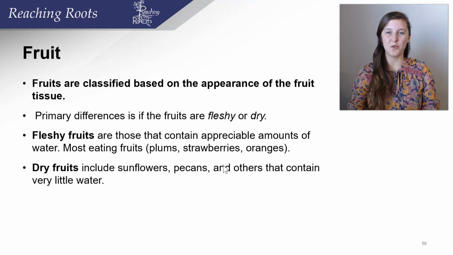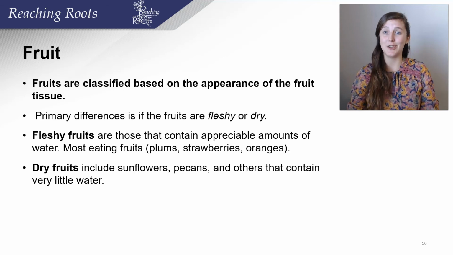Now let's talk about fruit classification. As you know, there's a lot of different types of fruit. Some of them look similar, and so some of these classifications will make sense to you. Others will be a little bit new, and you might be surprised. Fruit are classified based on appearance of the fruit tissue, primarily if the fruit is fleshy or dry. Fleshy fruits are those that contain appreciable, or a lot of, water.